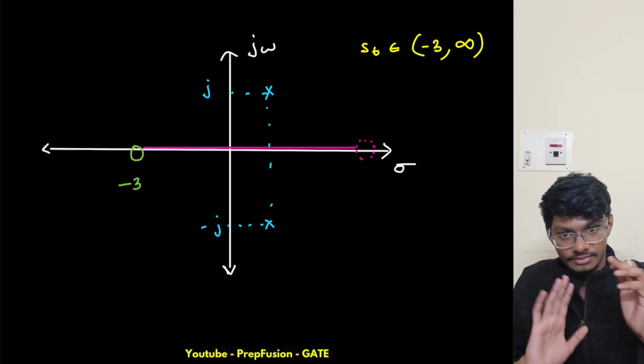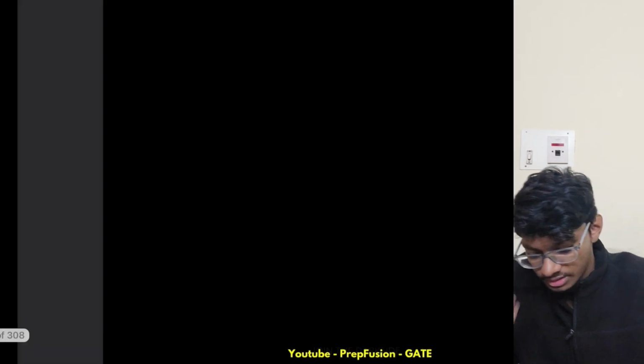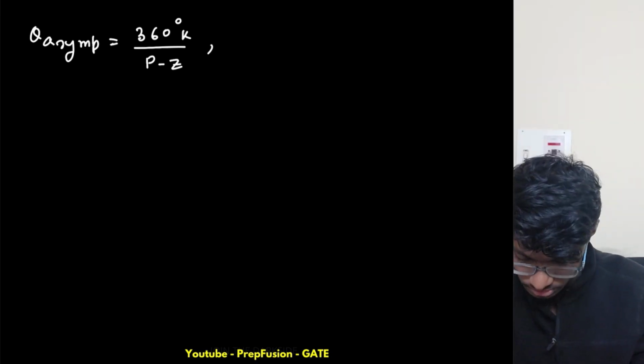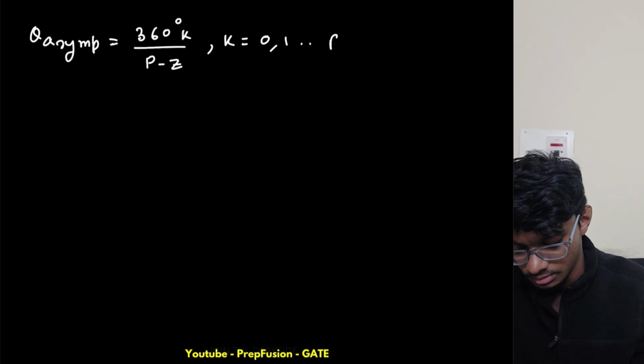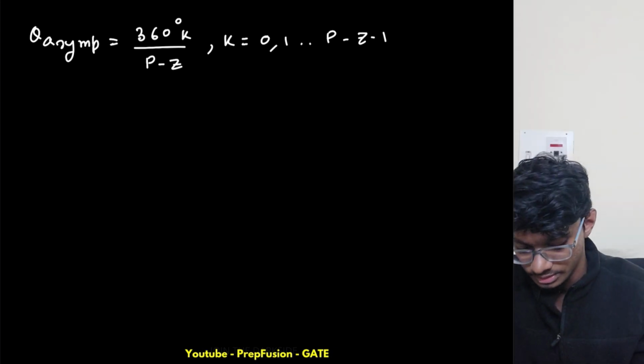Now let's go to step 3, the angle of asymptote. Here we only have one asymptote, and you can blatantly see that it is 0. Still, it's a procedure. So theta asymptote is basically 360 divided by p minus z, into k, where k goes from 0, 1, up to p minus z minus 1. So this will be 0 only.